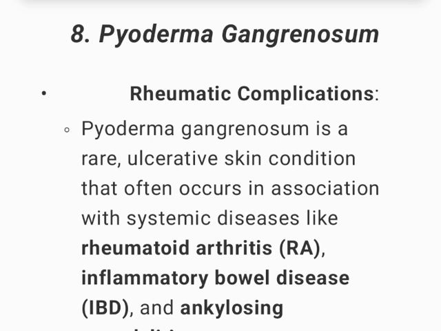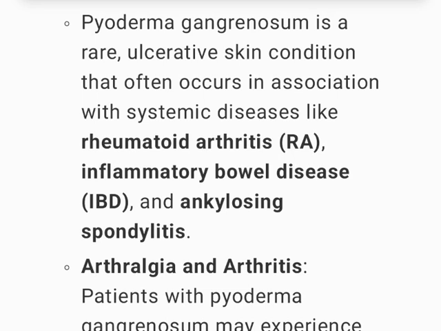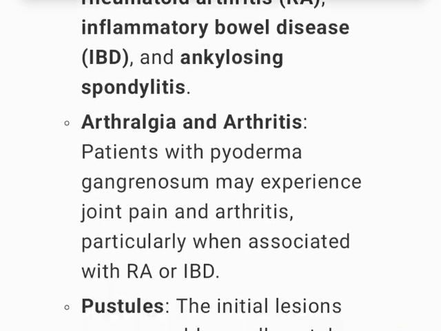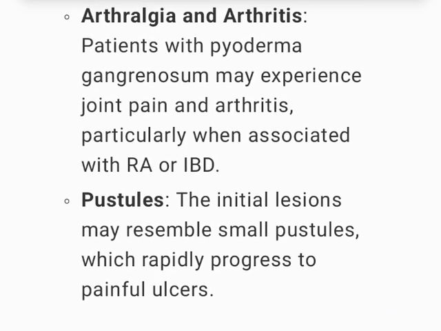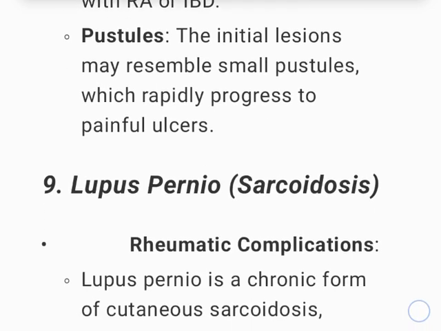8. Pyoderma gangrenosum. Rheumatic complications. Pyoderma gangrenosum is a rare, ulcerative skin condition that often occurs in association with systemic diseases like rheumatoid arthritis, RA, inflammatory bowel disease, IBD, and ankylosing spondylitis. Arthralgia and arthritis. Patients with pyoderma gangrenosum may experience joint pain and arthritis, particularly when associated with RA or IBD. Pustules.